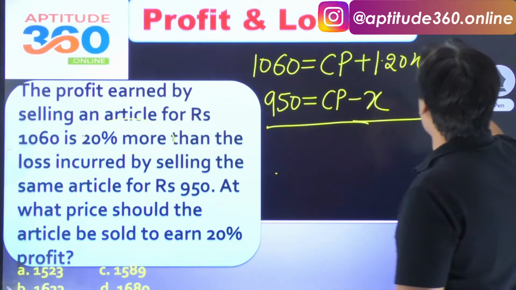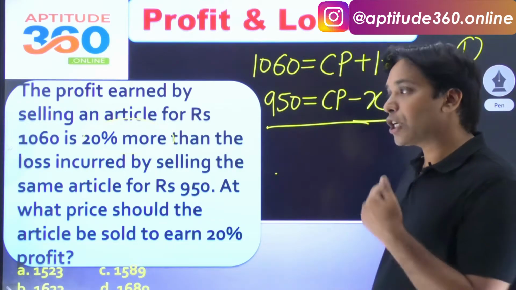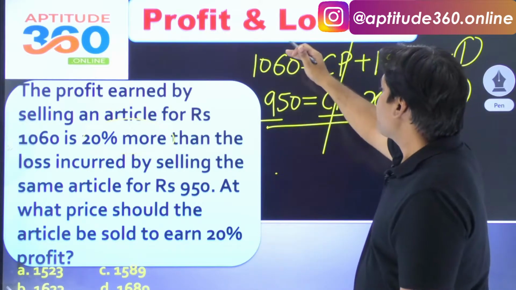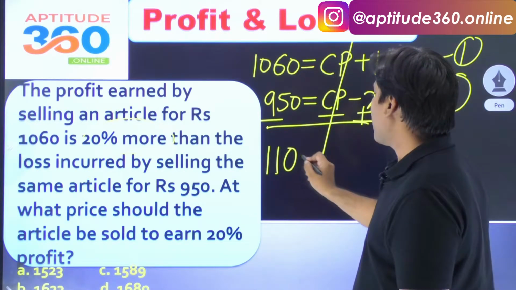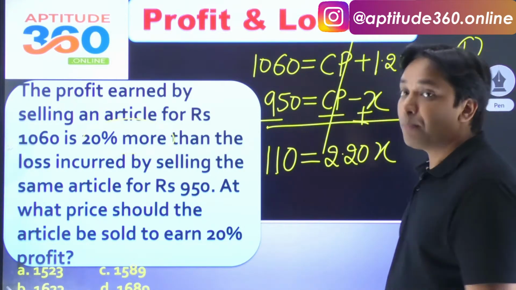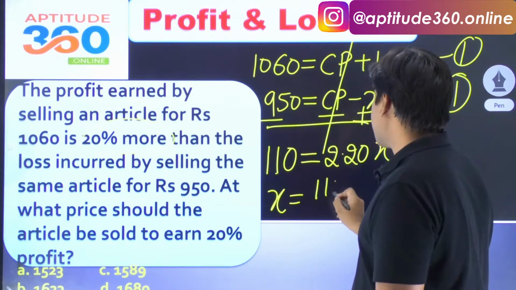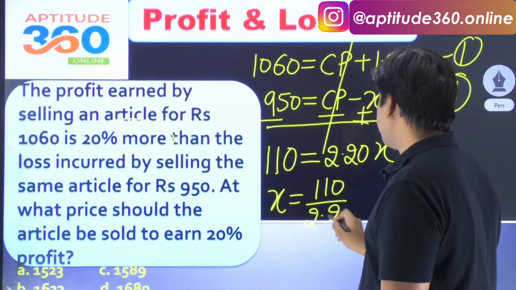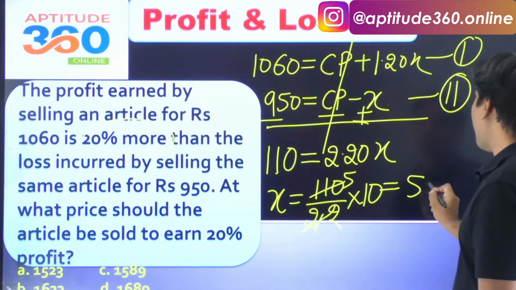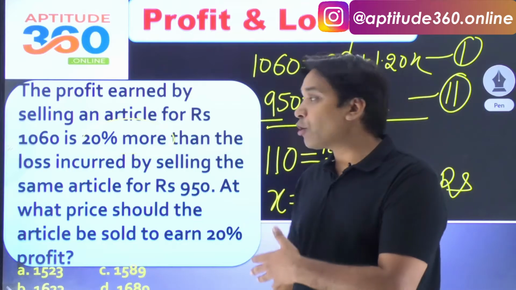So what is that I am going to do? I am going to subtract the second equation from the first equation, and if I do so, cost prices are gone. From this to this I'm going to be having 110, and this is going to be 1.20x plus x, which is 2.20x. So can we find out the value of x? This is 110 upon 2.2. So the value of x comes out as 50 rupees. Now the value of x has come out 50 rupees.